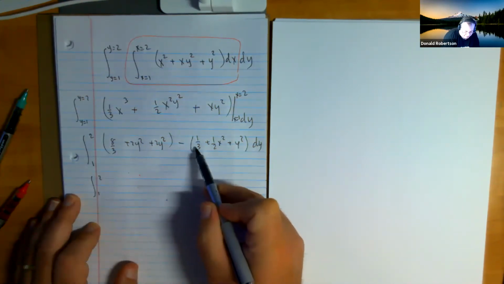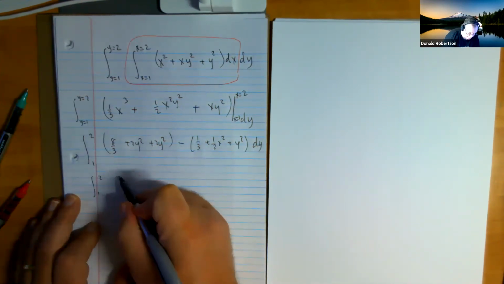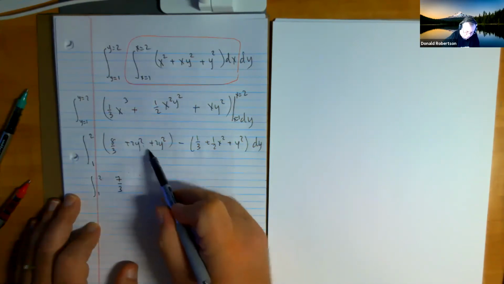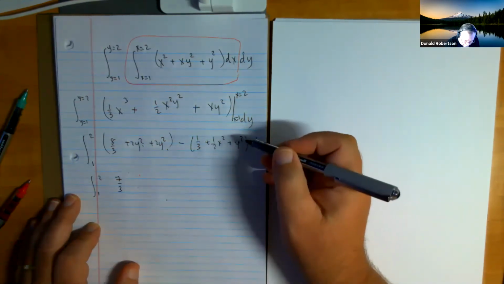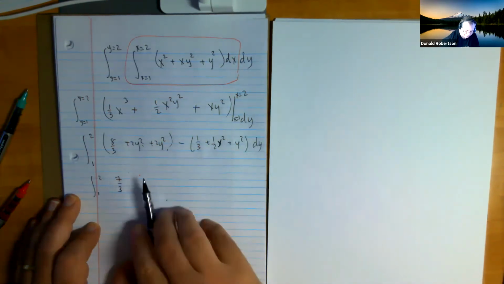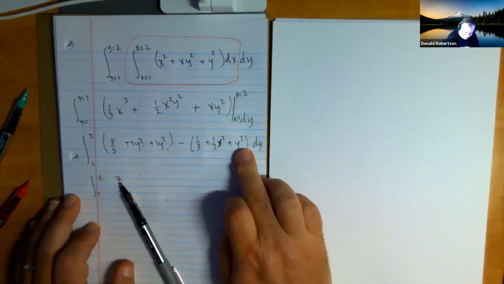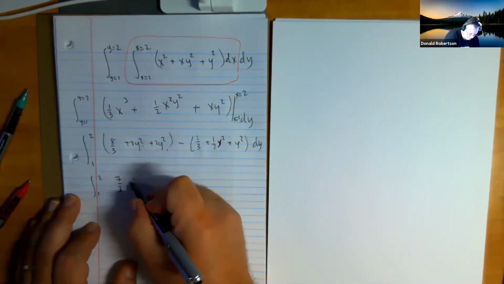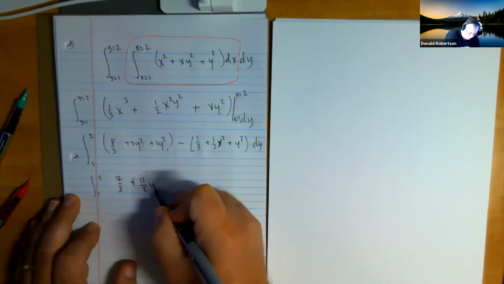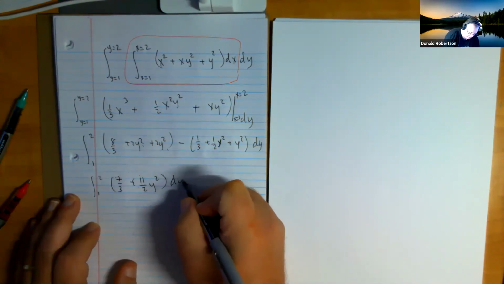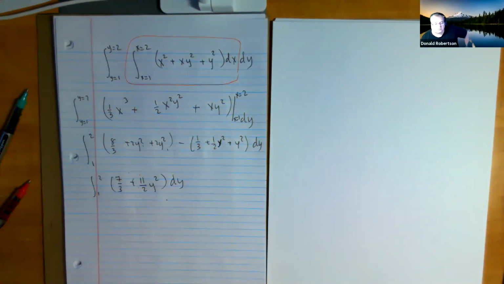So 8/3 take away 1/3 is 7/3. 2, 4, 5.5, which is 11 halves, y squared dy. You know my usual. Does that look about right? Have I added them, combined them correctly? If I get a thumbs up, I'm moving on. Does that look okay?